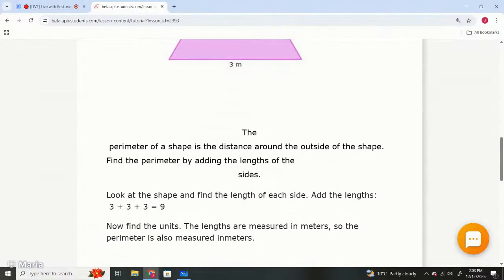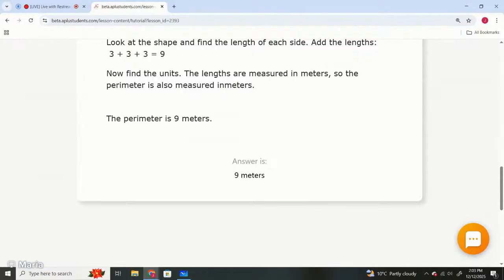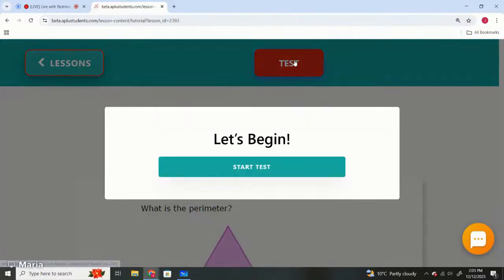So for the perimeter, we need to add all the side lengths. So just add 3 plus 3 plus 3, that equals 9, right? So that is 9 meters. The lengths are measured in meters, so the perimeter is also measured in meters. The perimeter of the triangle is 9 meters. Let's start with the test questions.